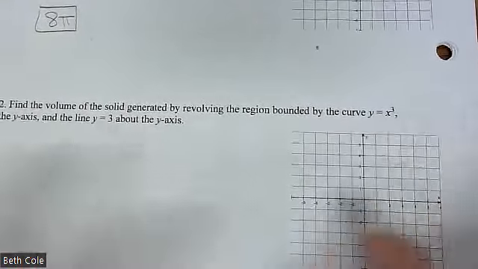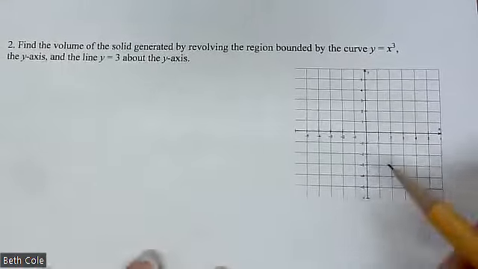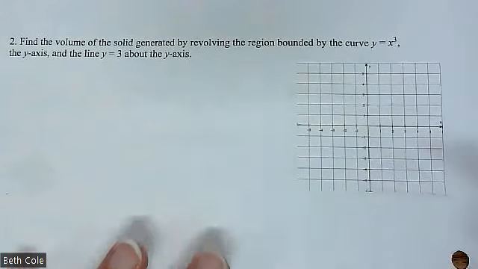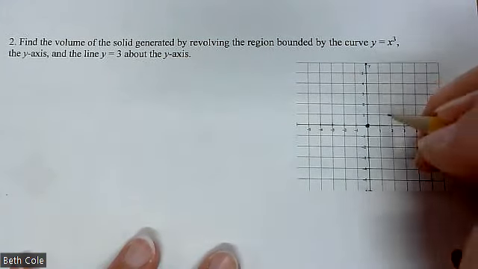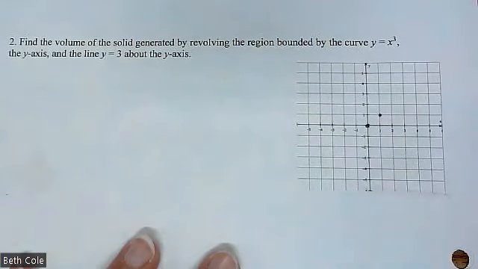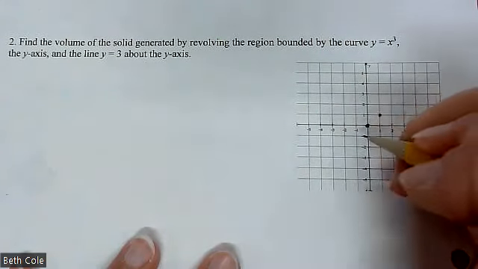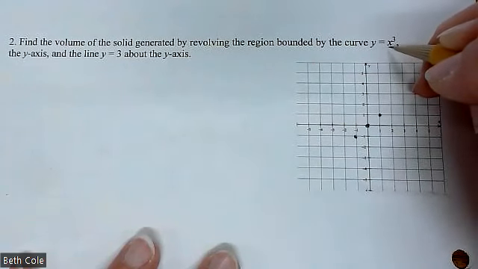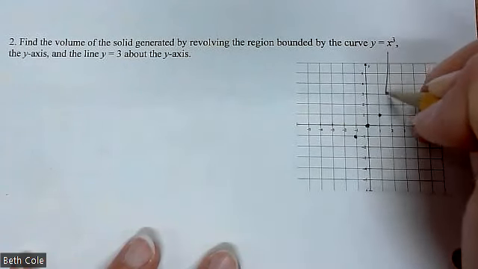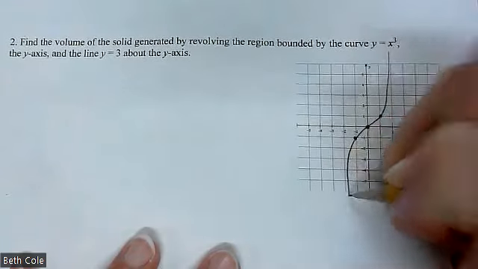y equals x cubed. What are some points we can get on our graph for that? 0, 0. What else? 1, 1. -1, -1. And then you would have 2, 8, but that's going to go off the grid. It would be up here. And so it's going to be this wiggly thing.